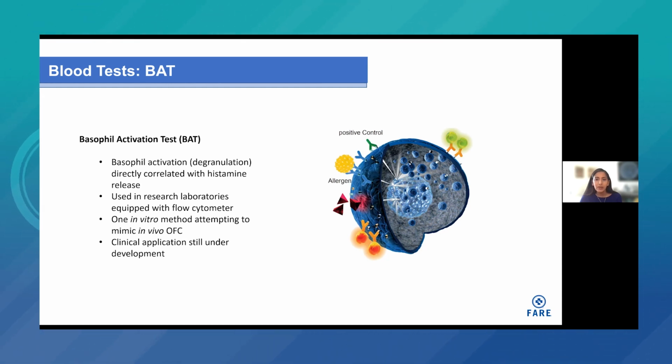The BAT is currently a flow cytometry-based assay where the expression of activation markers on the surface of the basophils is measured after stimulation with allergen. There are a few benefits to the BAT. Again, it's a simple blood draw. It avoids patient exposure to the allergen. It can also assist to differentiate true allergy from merely sensitization, and it may reduce the need for an oral food challenge.